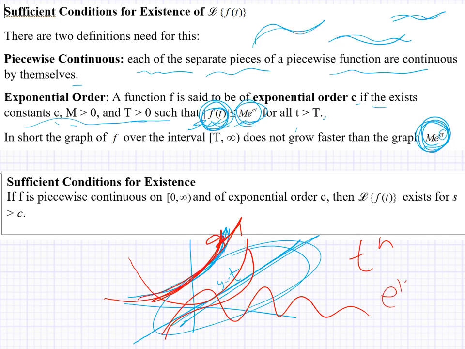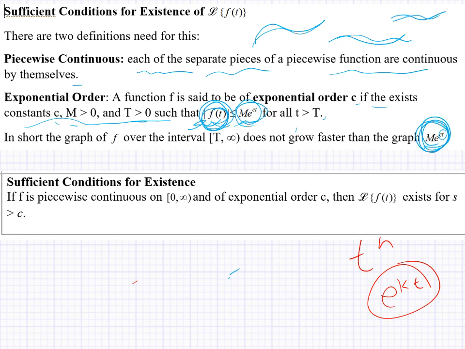e to the kt. Okay. Well, you could always find one exponential function that's going to grow faster than another exponential function, so that should be fine. Think about some things maybe this won't work for. What grows faster than an exponential? Well, how about a factorial? t factorial. Factorial function will grow way faster than an exponential function would.